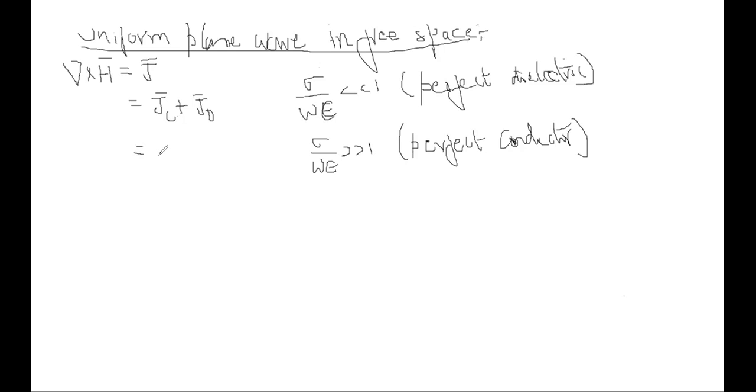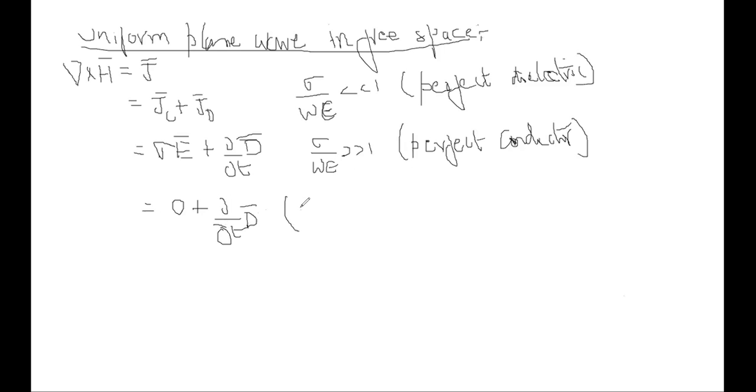J_C bar means sigma into E bar. This is the formula: sigma E bar plus J_D bar, where J_D bar is dou by dou t of D bar. That is Maxwell's equation. When we consider a perfect dielectric, sigma is 0, so the 0 value plus dou by dou t of D bar.